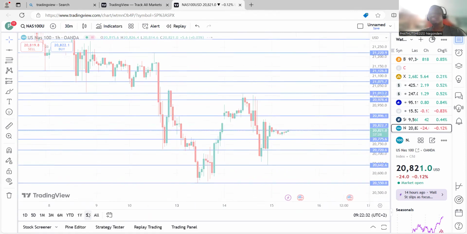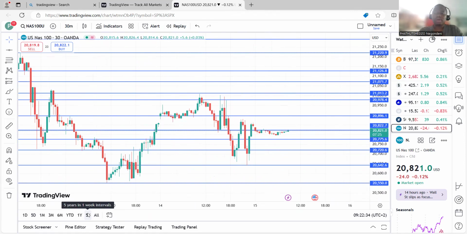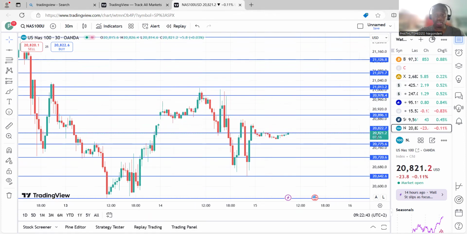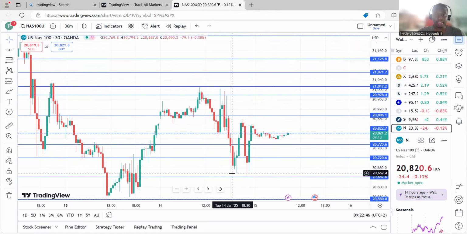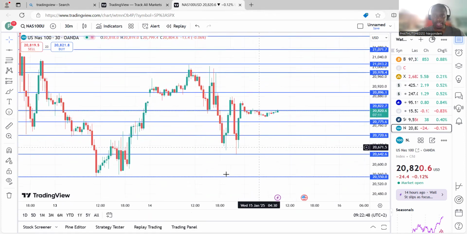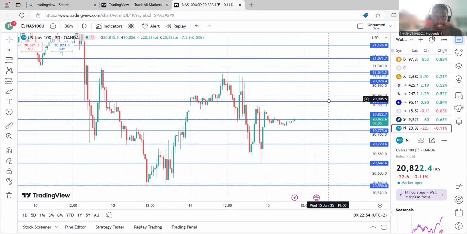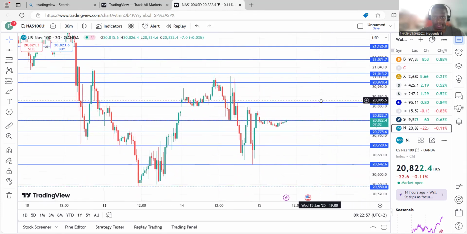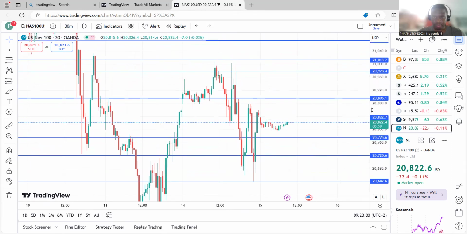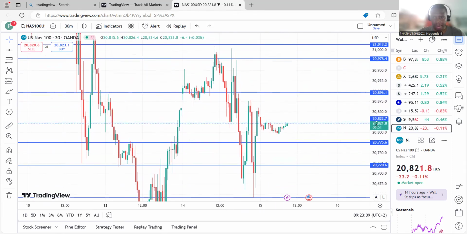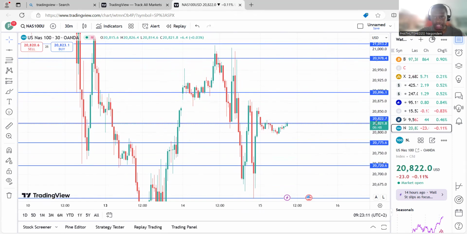My 30 minutes, guys, I use to find my entries. This is what I use to find my entries. So now, what am I seeing on Nasdaq currently? From what I see right now, it's on a selling territory for me, and then it's about to go above into the buying territory.